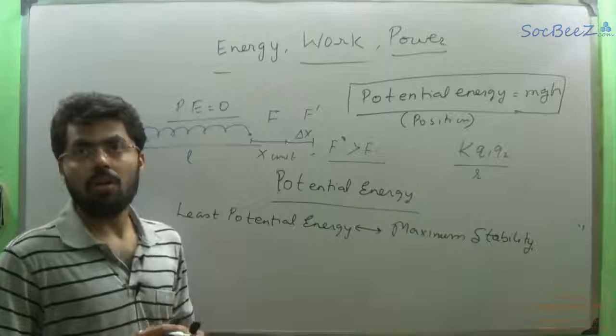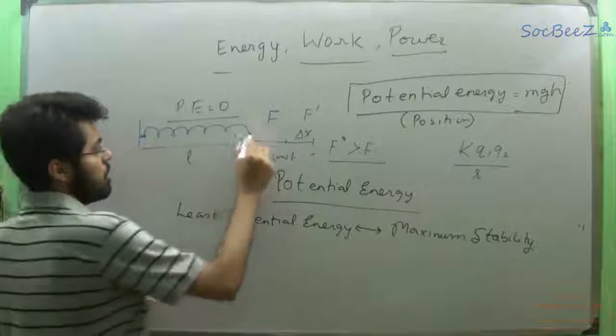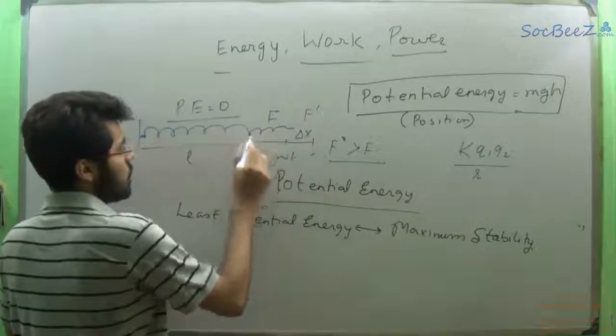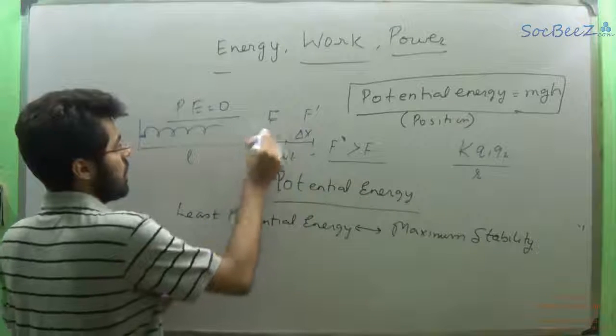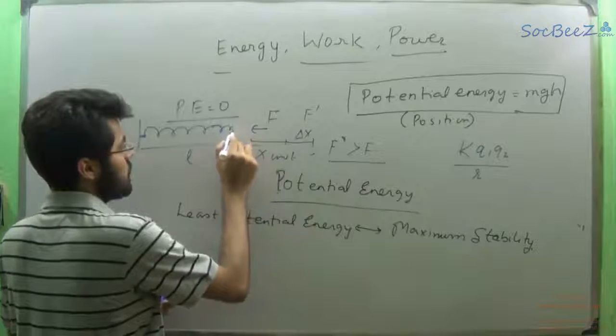So potential energy comes only when either you pull this chain out or you try to compress this chain.